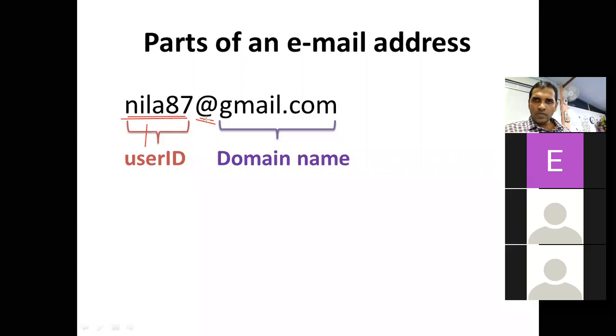The part which is next to the @ symbol is called the domain name. So here, gmail.com is the domain name. Nila87 is the username. The @ symbol separates both of them. If it is an email address, definitely there is an @ symbol. Don't forget this. But the domain name can be different. We can't say that it is all the time gmail.com. It may be different. I will show some of the other domain names.